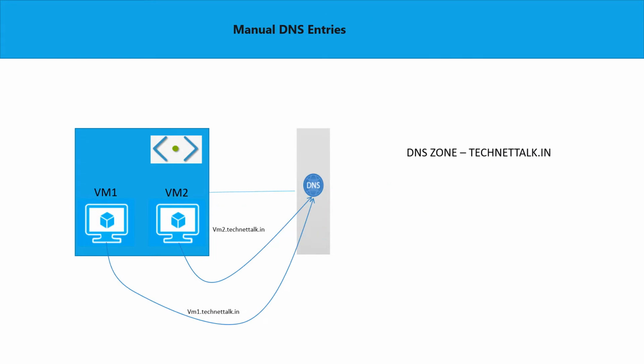There are going to be two ways to manage the DNS entry. One is, of course, the manual one, and second, you can go for the auto registration. So let's discuss how the manual DNS entries look like. Of course, I need to create a DNS zone, which is going to be technet.talk.in in my examples. And I have two VMs, VM1, VM2. I need to create two entries with the A record, VM2 and VM1. And it works, but these entries you need to create under the zone.